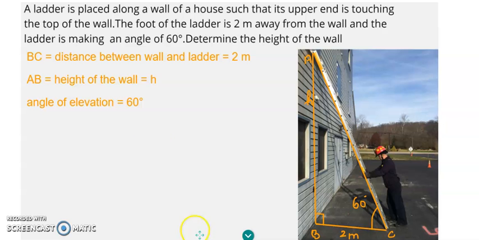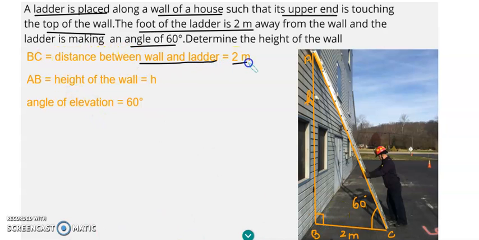Now let's read the next question. It says that again there is a ladder which is placed along a wall of a house such that its upper end is touching the top of the wall. The foot of the ladder is 2 meters away and it's making an angle of 60 degree with the wall. So as you can see here, BC is the distance between the wall and the ladder, which is 2 meters. We need to find the height of the wall, and the angle of elevation is this.